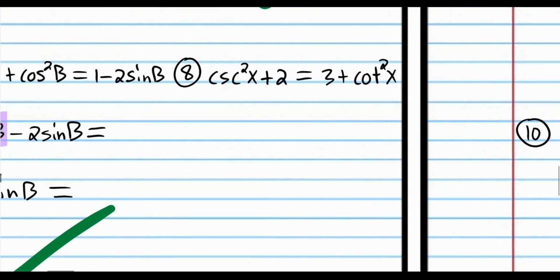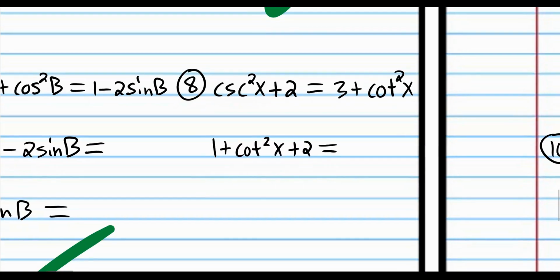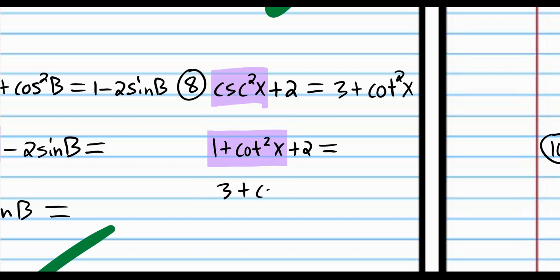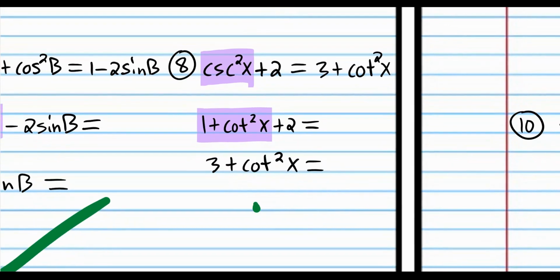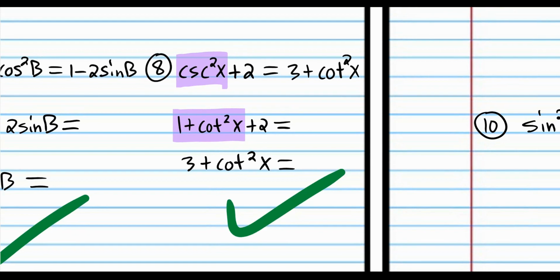All right, we're back. So cosecant squared is equal to 1 plus cotangent squared. How do I know that? Well, that's one of our Pythagorean identities. And 1 plus 2 is 3. And there you go. We proved that the equation is true. So we got that right. Excellent.